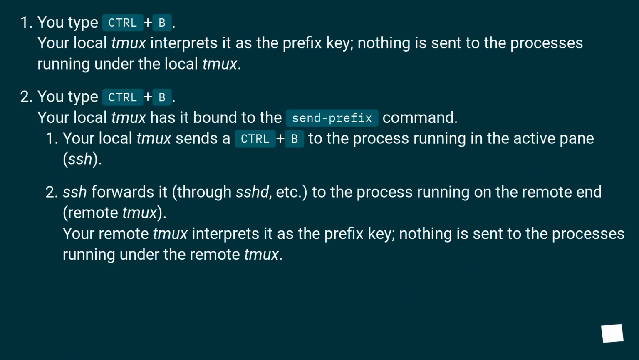You type Ctrl+B. Your local tmux interprets it as the prefix key. Nothing is sent to the processes running under the local tmux. You type Ctrl+B again. Your local tmux has it bound to the send-prefix command. Your local tmux sends a Ctrl+B to the process running in the active pane, SSH. SSH forwards it, through SSHD, etc., to the process running on the remote tmux. Your remote tmux interprets it as the prefix key. Nothing is sent to the processes running under the remote tmux.